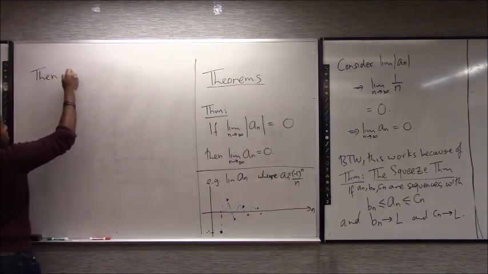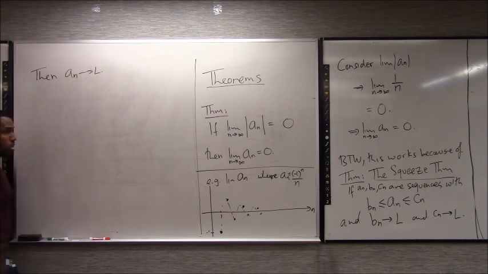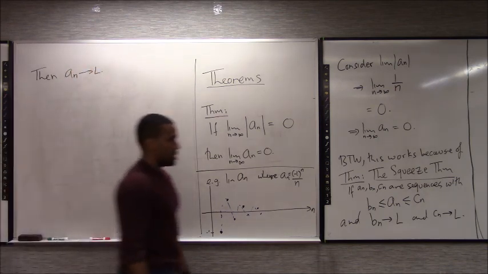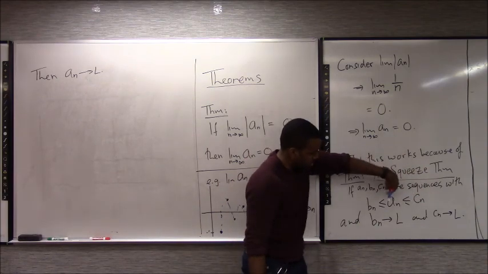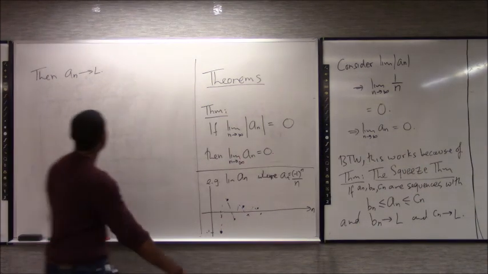Then AN must converge to L. Because I can take limits of everybody, the limit of this side goes to L, the limit of that side goes to L, so the limit of this is between L and L, it has to be L.